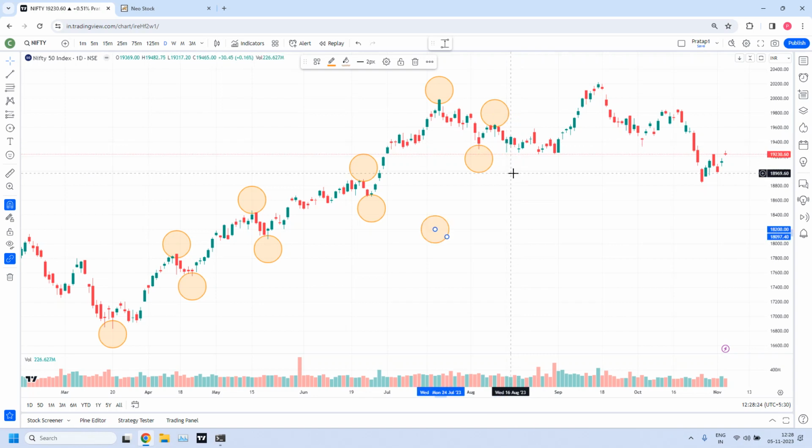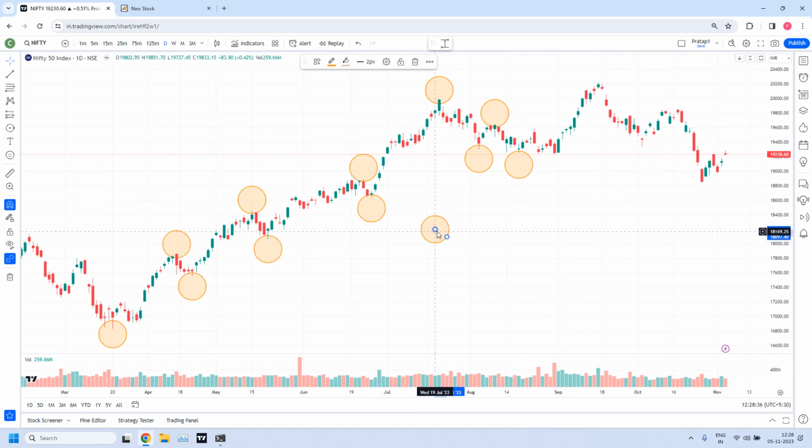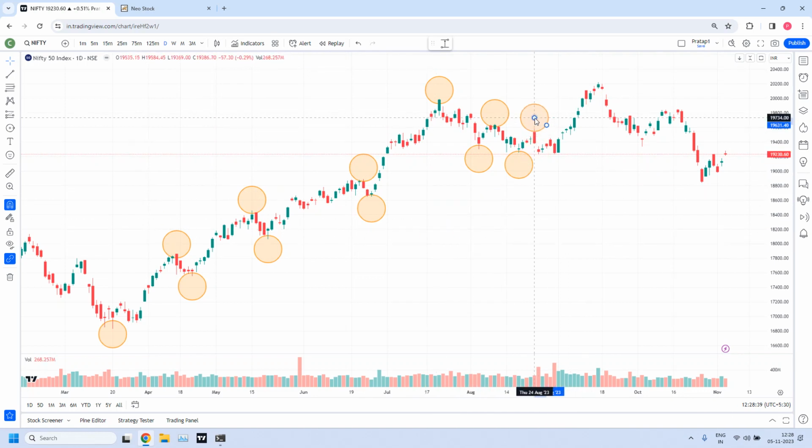So let me mark. This is the low of the swing. Sorry, this is the low of the swing. And then this is the high of the swing. This is the high of the swing. After that, prices moved up again, but this entire thing is part of one swing price action. I'm not considering this as again a swing low, swing high.